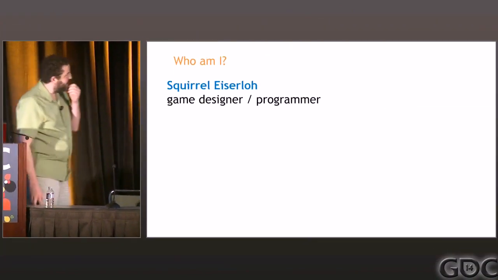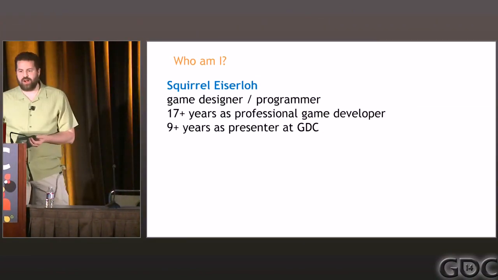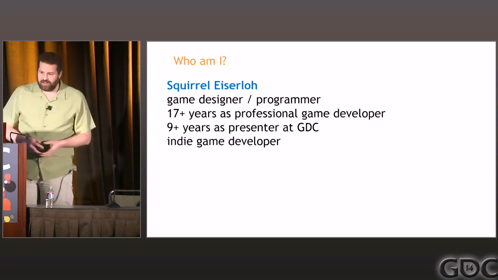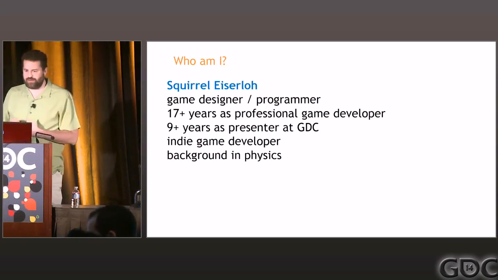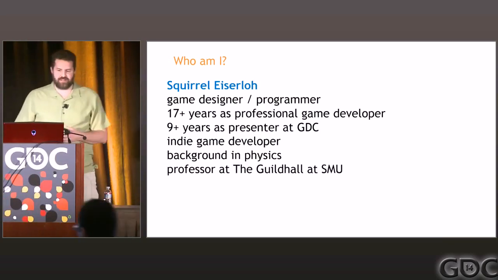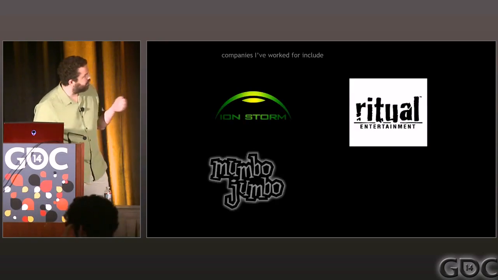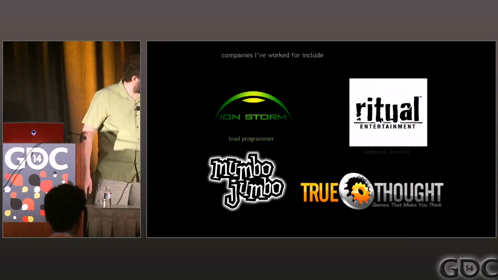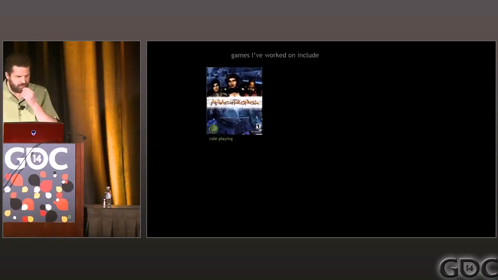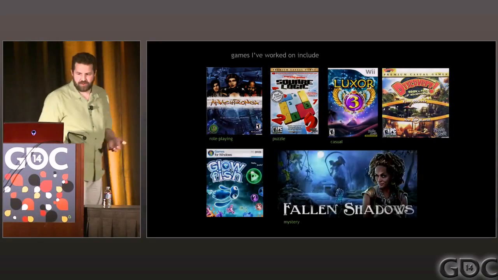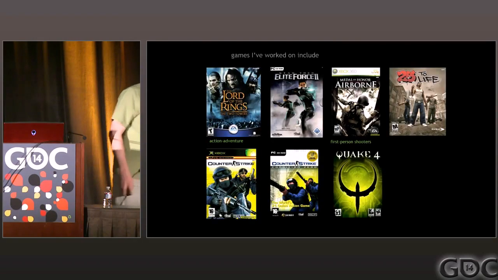Just really quickly, my background is in design and code. I've come up through code mostly. I've been in the game industry for a while. This is my 9th year presenting at GDC. Now I'm an indie game developer. I've gotten out of AAA. My background and degree is in physics, and I'm teaching currently. I worked at Ion Storm, Ritual, Mumbo Jumbo, True Thought, and I was a lead programmer or technical director at those companies. And worked on a bunch of different games in a bunch of different genres, 2D games, 3D games, AAA, indie, etc.